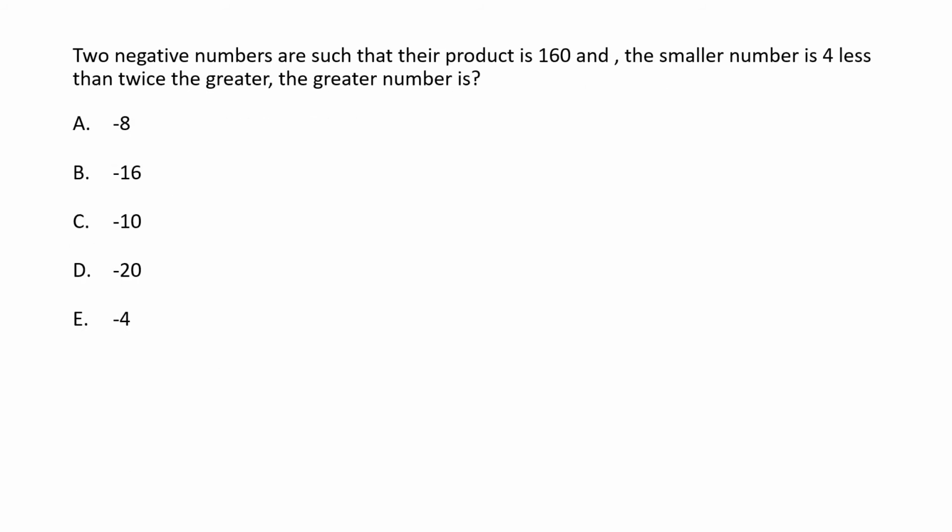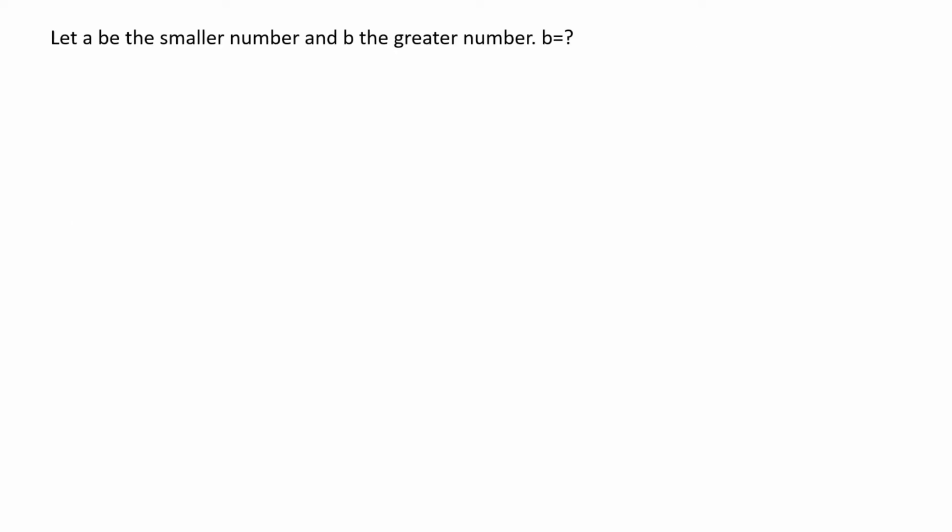Two negative numbers are such that their product is 160 and the smaller number is 4 less than twice the greater number. The greater number is... Let A be the smaller number and B be the greater number. We need to find the value of B. We're given that the product is 160, so A into B is 160, and we're also given that the smaller number is 4 less than twice the greater number, so A is equal to 2B minus 4. By plugging this expression into this equation, we get (2B minus 4) into B is equal to 160. By dividing by 2 on both sides, we get B into (B minus 2) is 80.